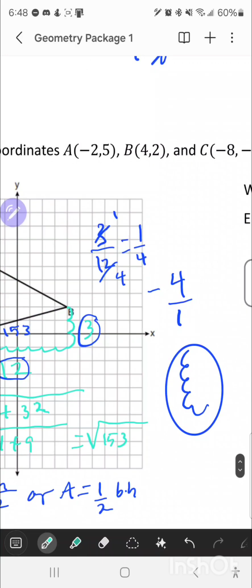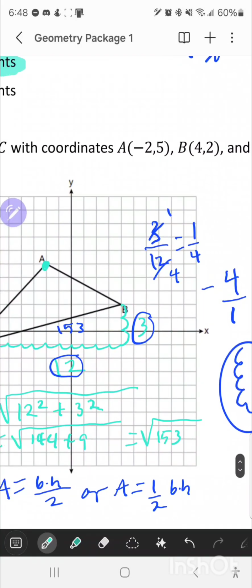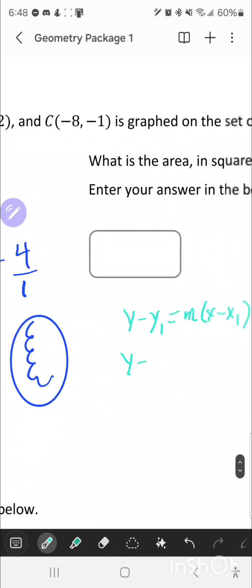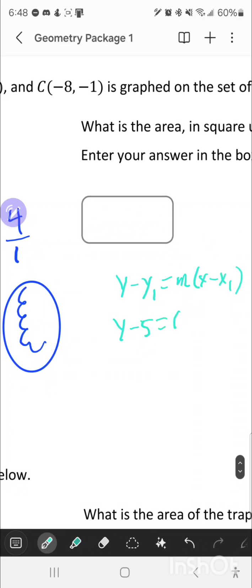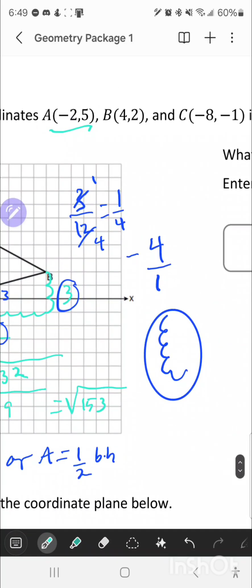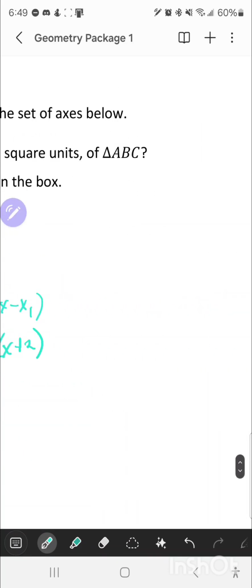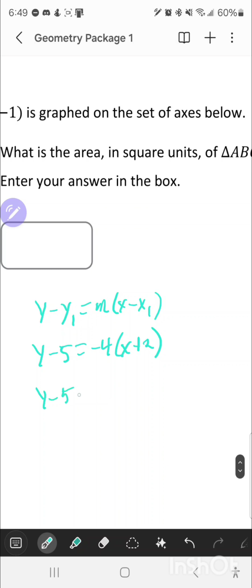Okay, y minus y1 equals m times x minus x1. Here y1 is 5 and m is negative 4, so y minus 5 equals negative 4 times x minus negative 2, minus a negative, so plus 2. Sorry about that. So multiply negative 4 times x, negative 4x, and negative 4 times 2, opposite sign, so negative 4 times 2 is 8, so negative 8.